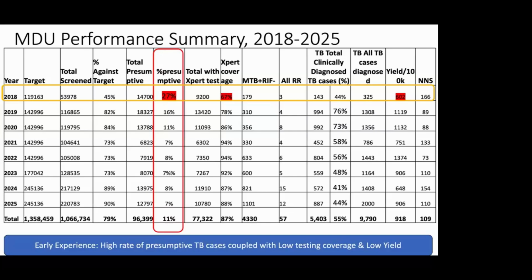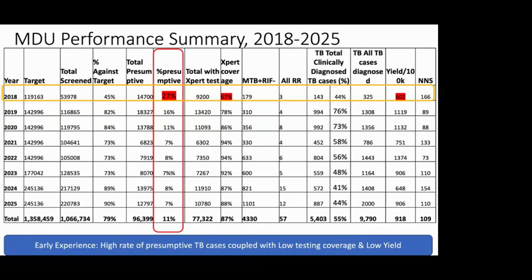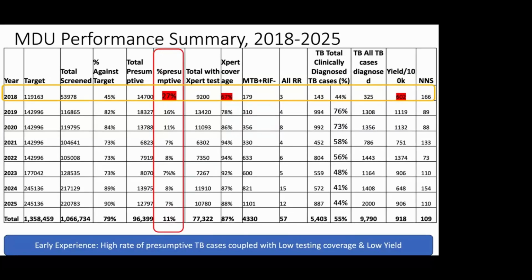So we adjusted it to 60, and that's how you see that the proportion that we're examining from those screened falls dramatically. So we go from the 27% down to the 7%, and overall what we have is 11% over the 8 years we've been running this intervention. You see that over the last 5 years, it's been at 7% basically, with a NNS that is quite low compared to other points in time.